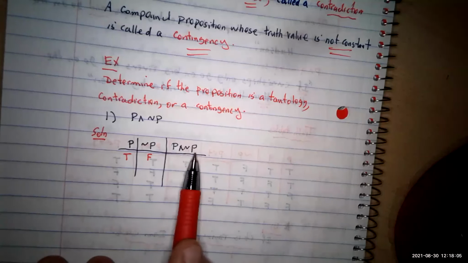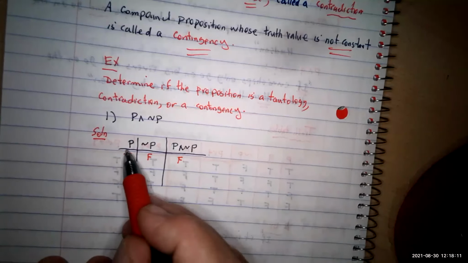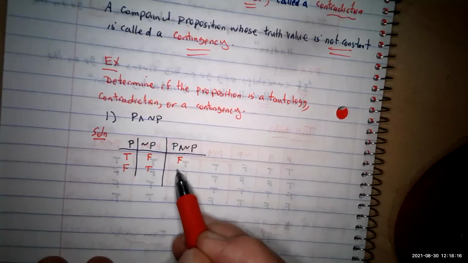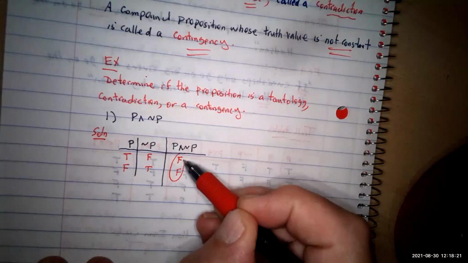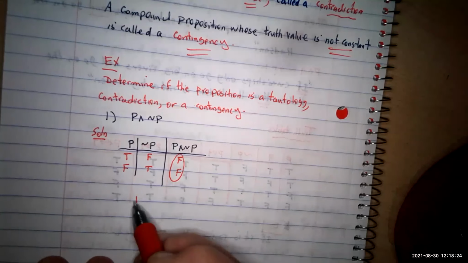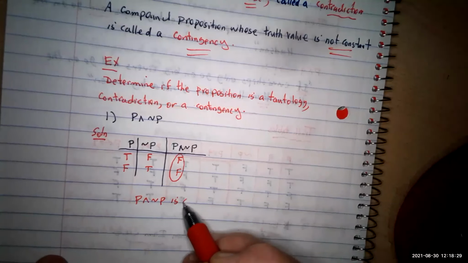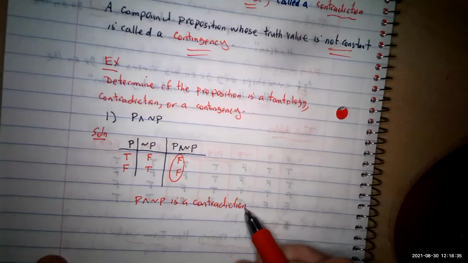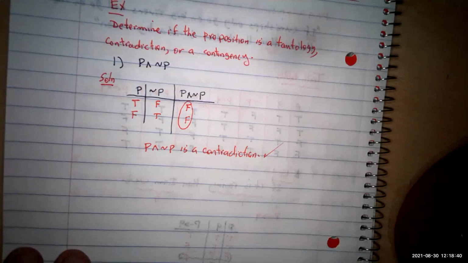So that's it. P is true, not P is false. One of them is false, so the result is going to be false. The other possibility is P false. If this is false, not P is going to be true. So one of them is false, and this is going to be false. That's it. So we get false, false, false. This means P and not P is a contradiction. And you're done. This is the way you are going to prove it for us. Question?